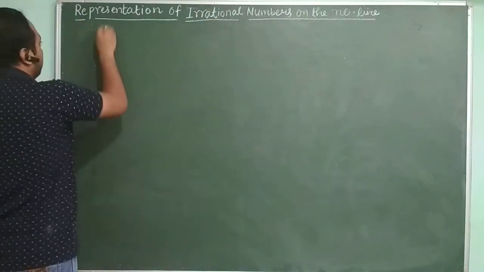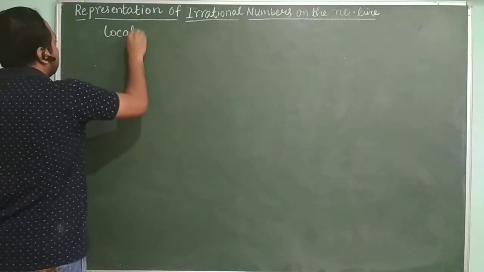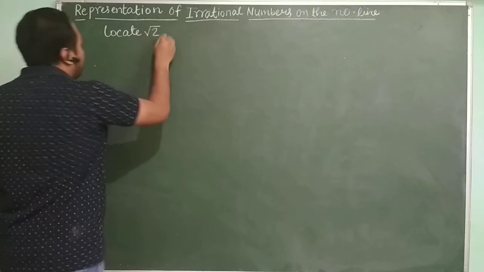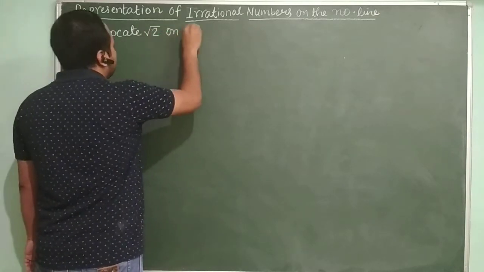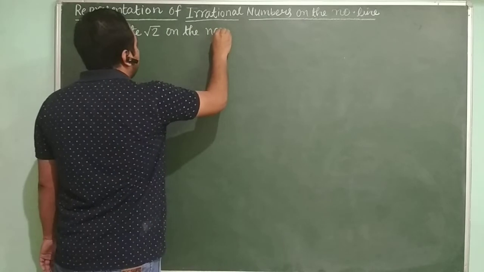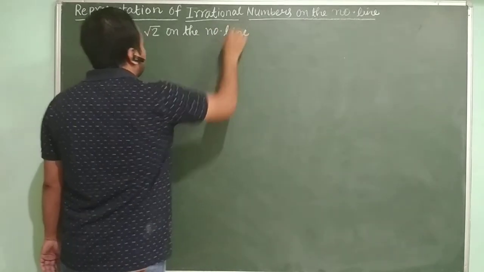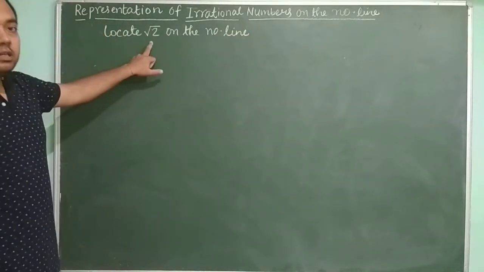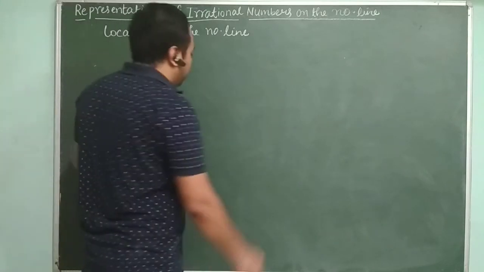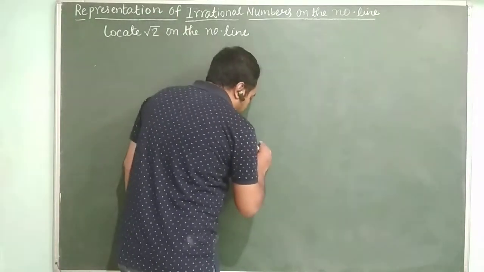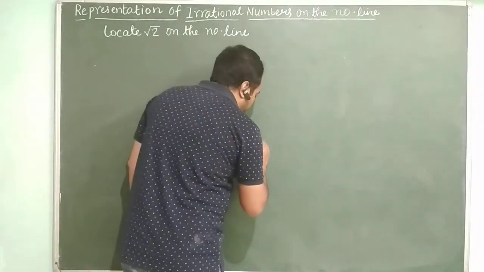सबसे पहले मैं लिख देता हूँ लोकेट under root 2 on the number line. Now this under root 2 is a positive irrational number, correct? अब देखो सबसे पहले what I am doing is that I am drawing a number line.